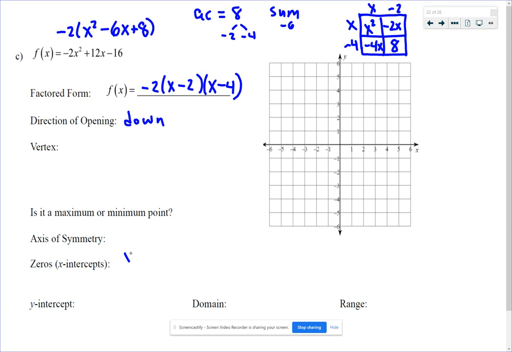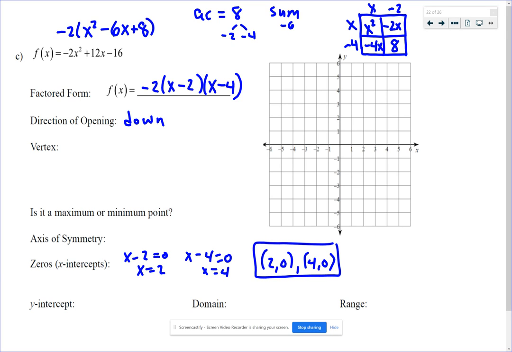X-intercepts. Let's go down here. X minus 2 equals 0. Gets me x equals positive 2. X minus 4 equals 0. That only happens when x is 4. So my x-intercepts are going to be (2, 0) and (4, 0). Remember, Big Ideas probably just wants the 2 and the 4, right?